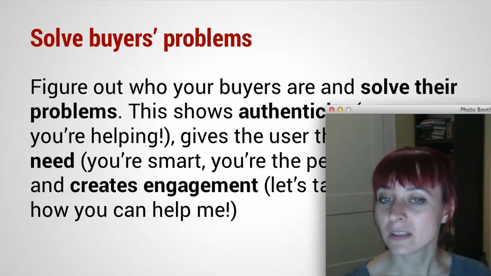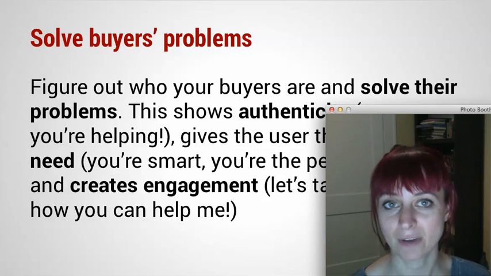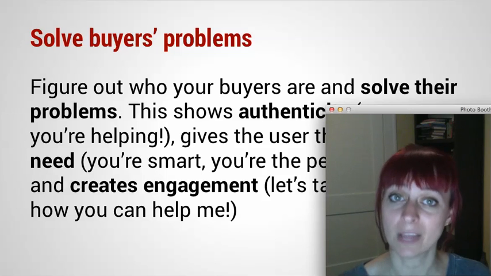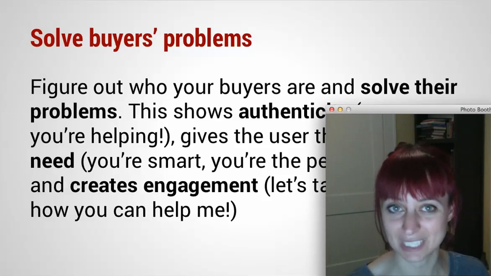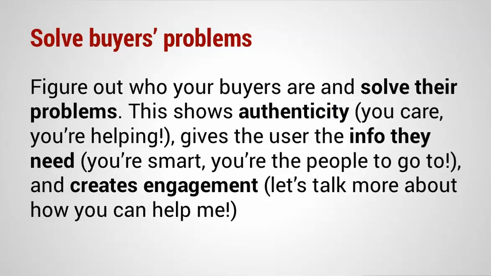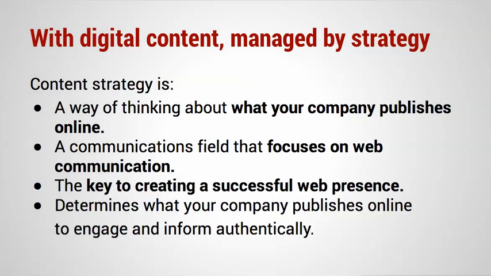So using content, it's not just about getting the buyers to buy something. It's about forming a relationship with them in the hopes that they'll eventually buy something or they'll get others interested in buying something. At the very least, they're going to create positive buzz around your company. So we're going to solve buyers' problems with content strategy, which means usually digital content. And we manage digital content with strategy. So content is what we give to help buyers solve their problem that positions us as authentic, information giving, and engaging. Strategy is how we go about deciding what that content is.